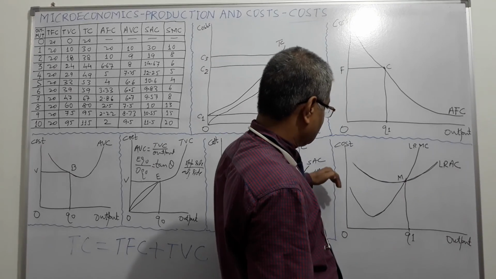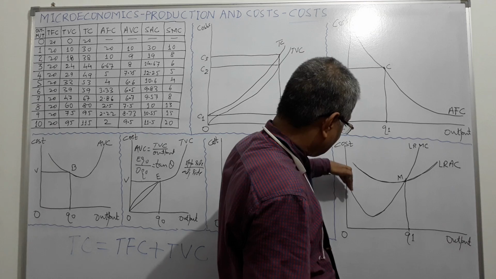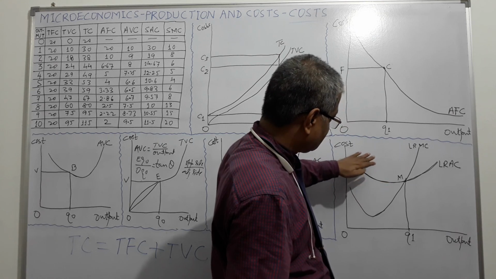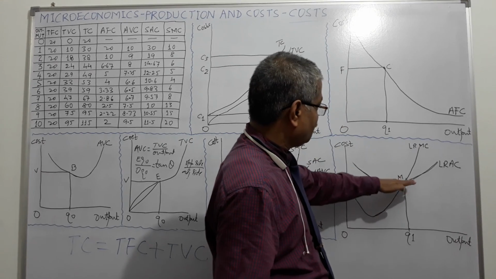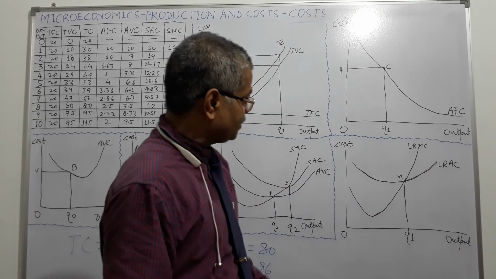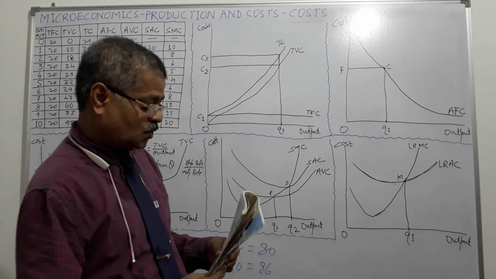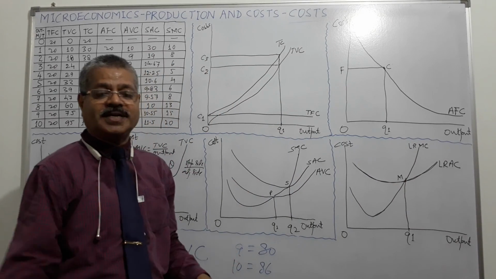LRAC, LRMC, right? LRAC goes down, then goes up, and when LRAC is going down, LRMC is below that. When LRAC goes up, LRMC is greater than LRAC, right? And it cuts LRAC at its lowest point from below. Okay? I hope you found it easy to understand.